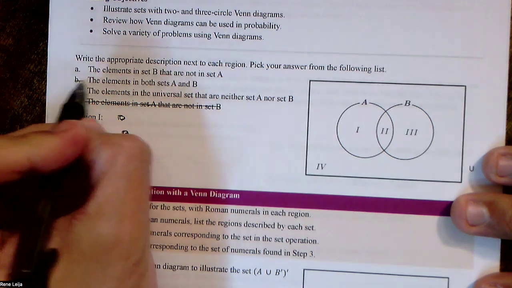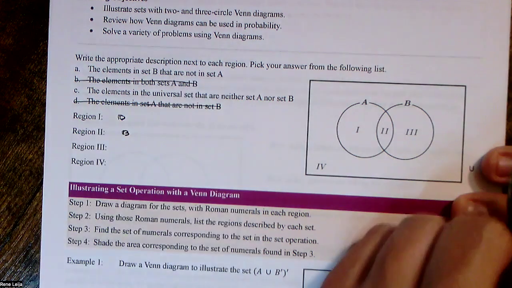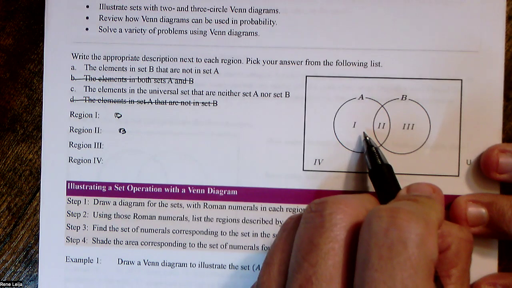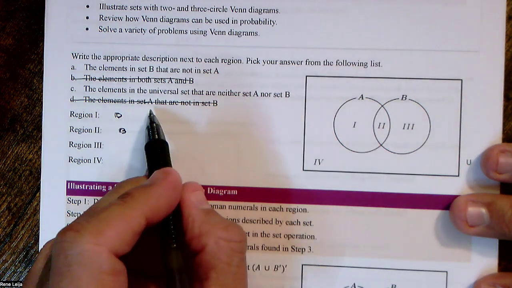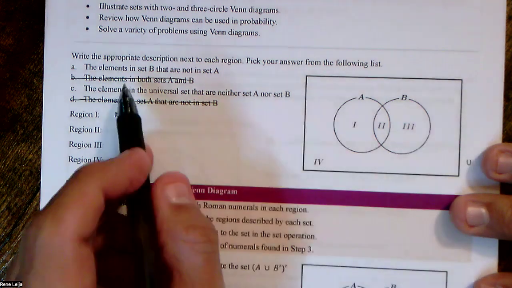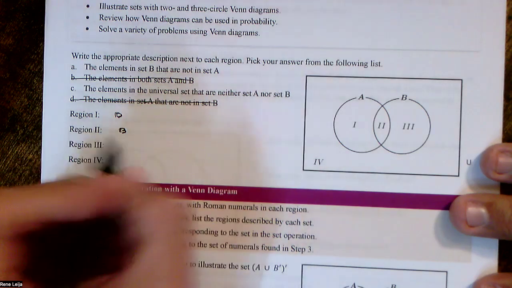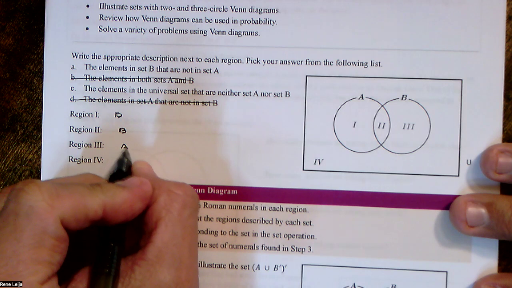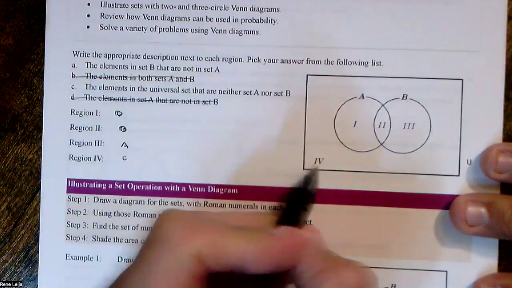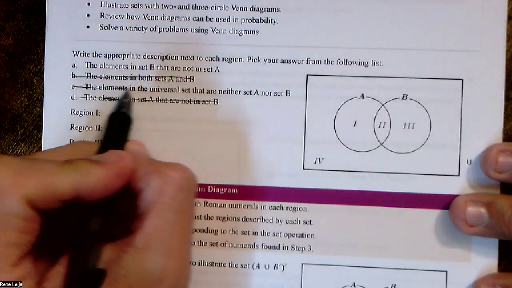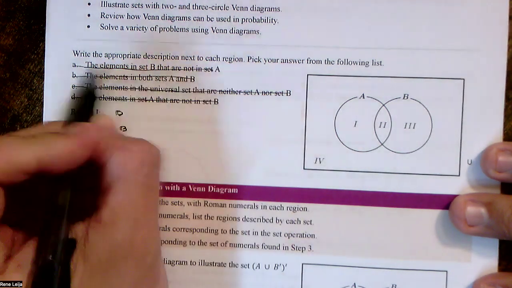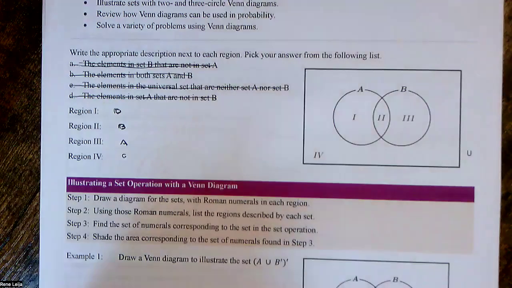Okay. All right. Now region 3, well, that's going to be just the opposite of region 1. Region 1 said that it was the elements in set A that are not in set B. So that means that for region 3, it would be the elements that are in set B that are not in set A. So that's A. And then by default, the last one's going to be C, the elements that are neither in set A nor set B. Okay.